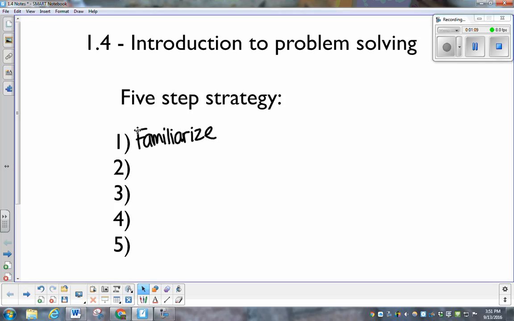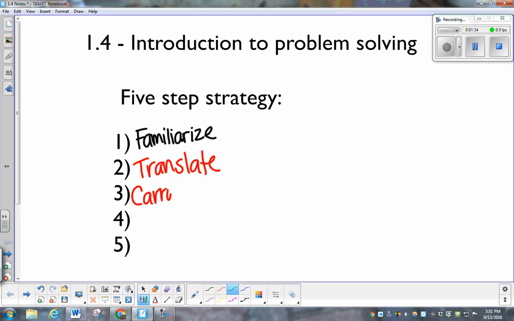Step 2 is that you need to translate the words into mathematical language. A lot of times this means using an equation or something like that and substituting in some values. So after you familiarize yourself and translate the problem to mathematical language, you need to go ahead and carry out the mathematical manipulation. This might mean solving an equation for a variable. It might just mean doing some calculations on a calculator.